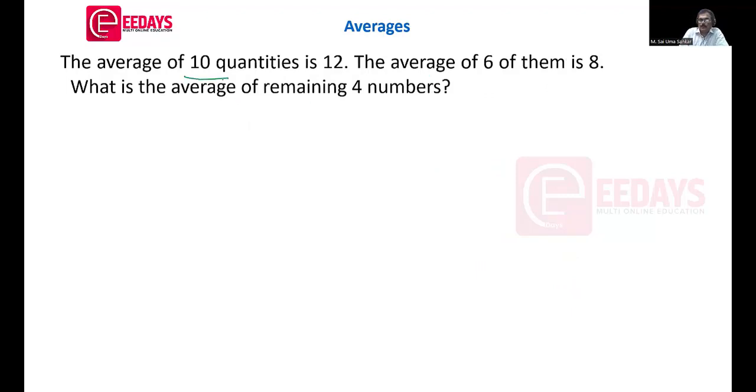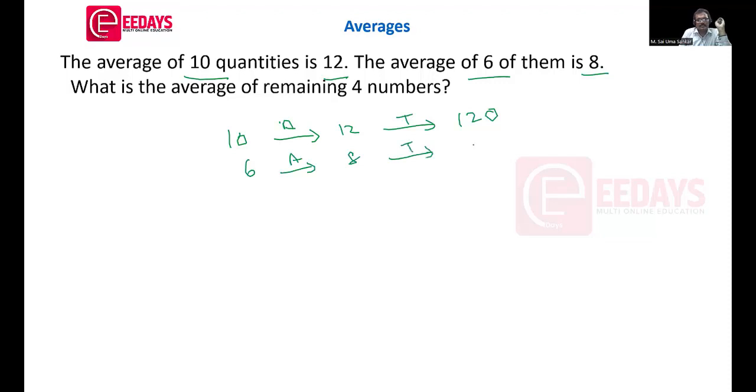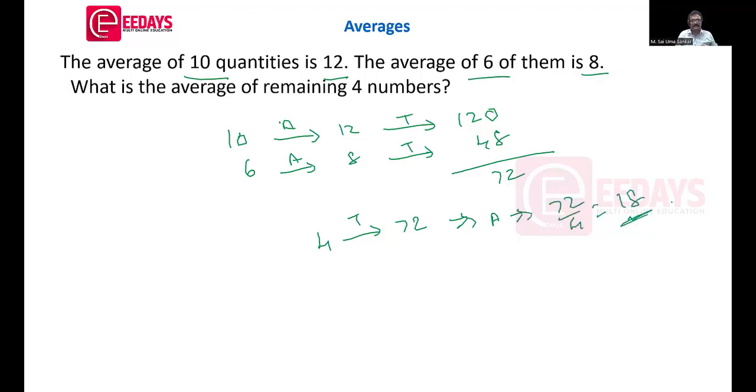The average of 10 quantities is 12. The average of 6 of them is 8. Find the average of the remaining numbers. Even direct simple questions like this. 10 quantities, average 12, total 120. 6 numbers, average 8, total 48. So the remaining total is 120 minus 48, that equals 72. That means 4 numbers, total is 72. So what is the average? That is 72 by 4, that is equal to 18, which is the required answer.